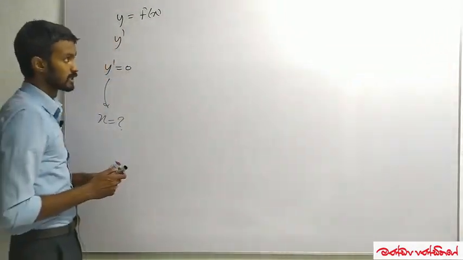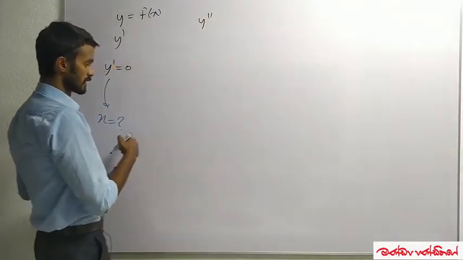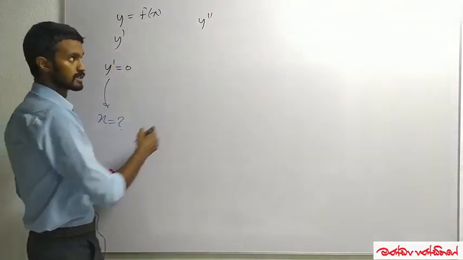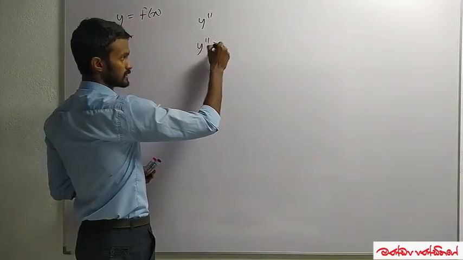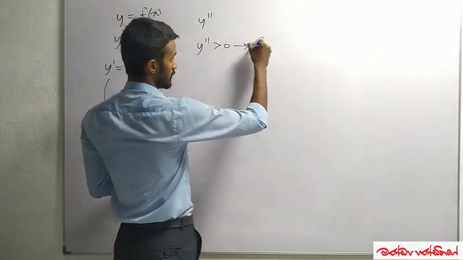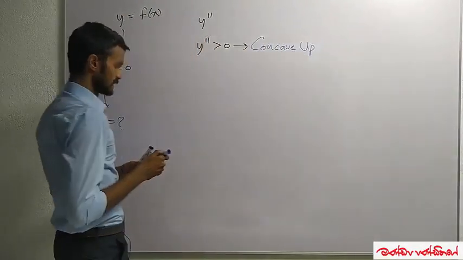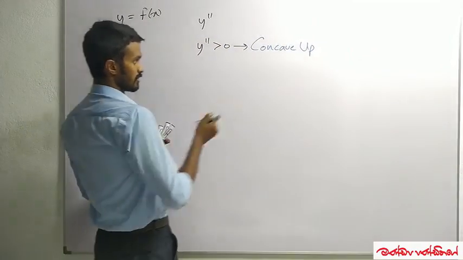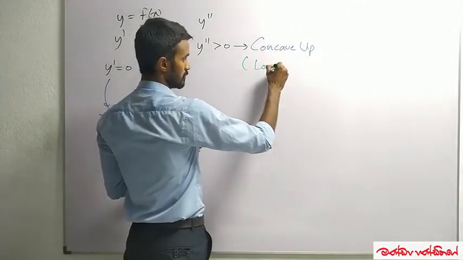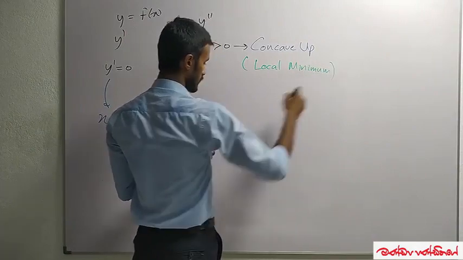So what happens in the second derivative method? Find the second derivative, and when you substitute this turning point, if it is a positive answer, the concavity is concave up, which means concave up gives a local minimum. Writing the word local is a must.